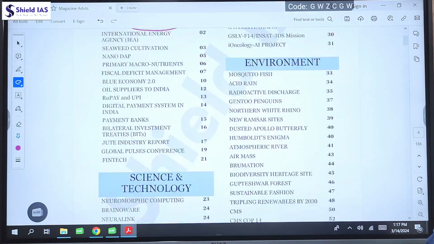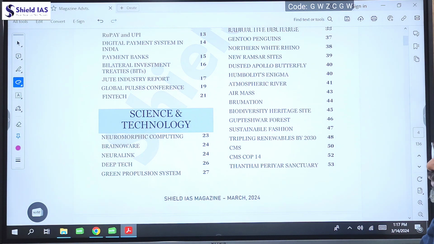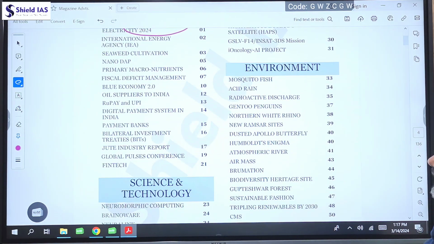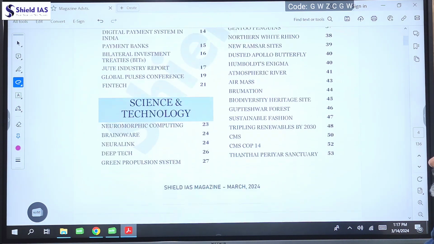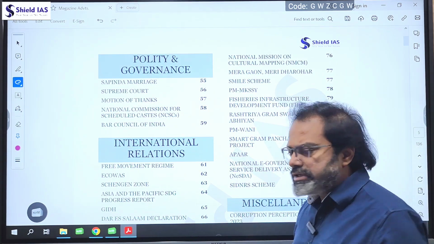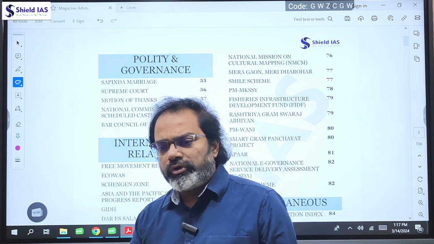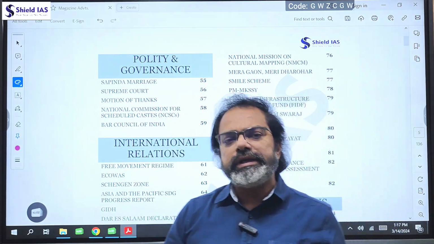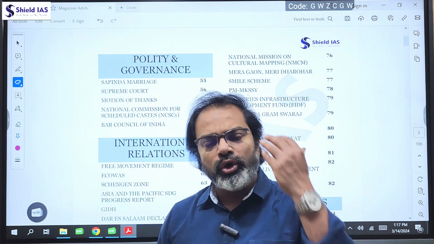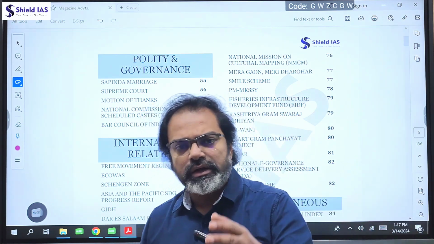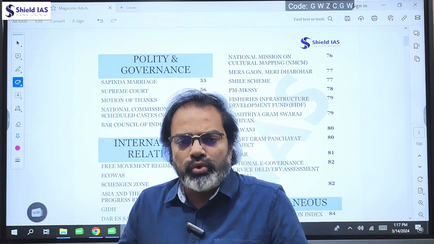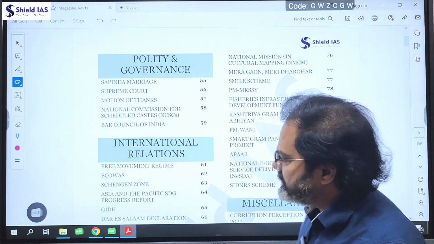Similarly, science and technology is another section which is heavily impacted by current affairs. Comes the environment, again heavily impacted by current affairs. Polity and governance is not much impacted directly by current affairs, but certain things become important. So we have filtered the most relevant things. It's not that you are supposed to include all the sections, subsections, articles, or all the orders of the Supreme Court. No, only what is actually required for the examination.